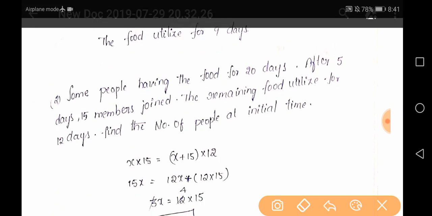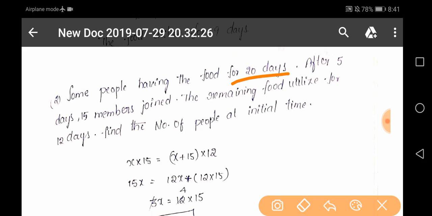Here, some people have food for 20 days. After 5 days, 50 members join, and the remaining food lasts for 12 days. Find the number of people at the initial time. See, we have a question.